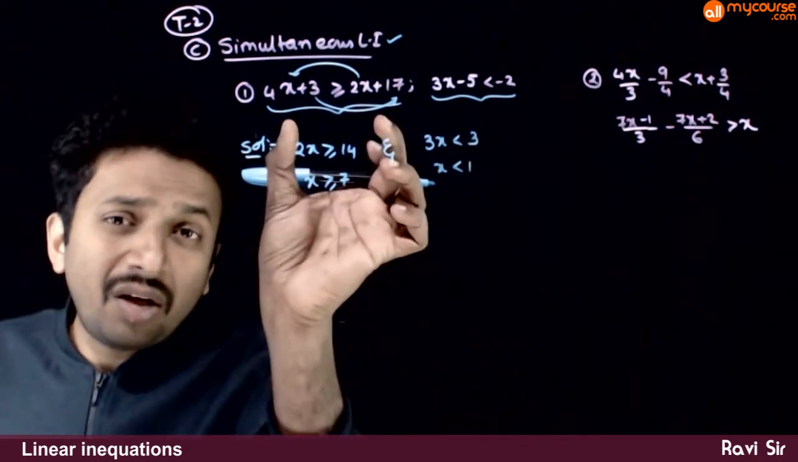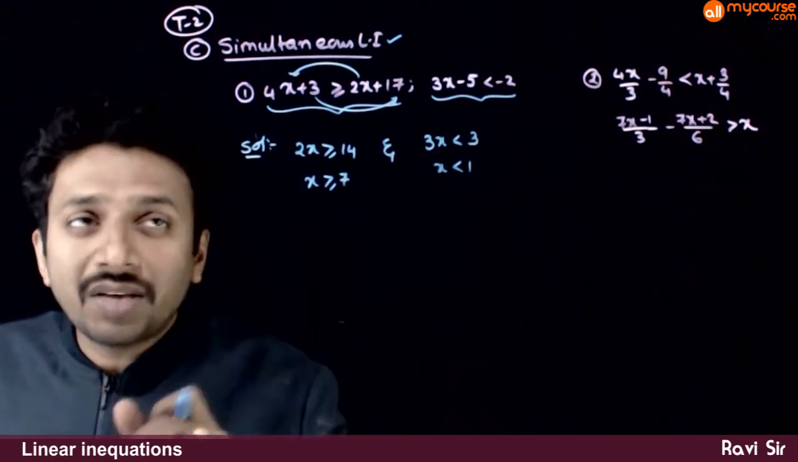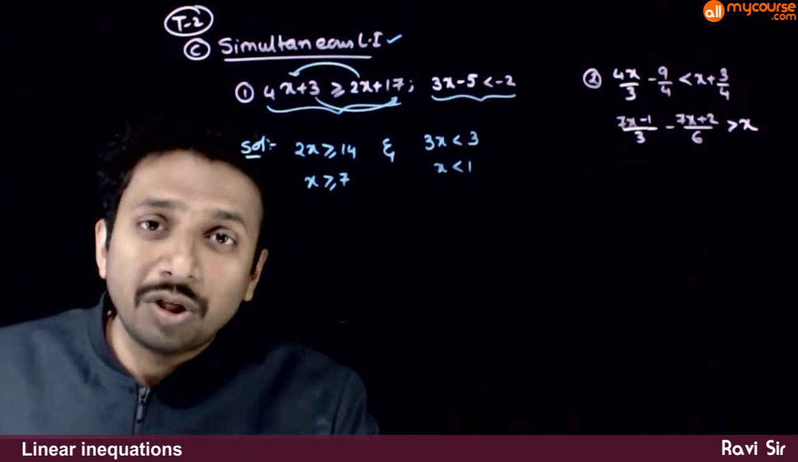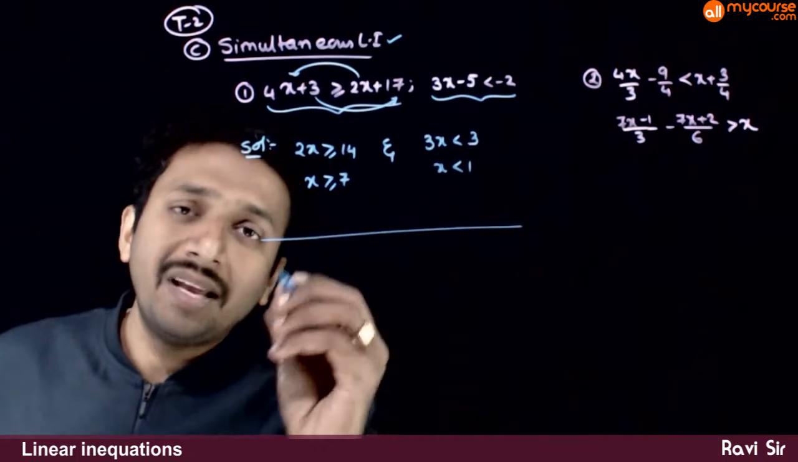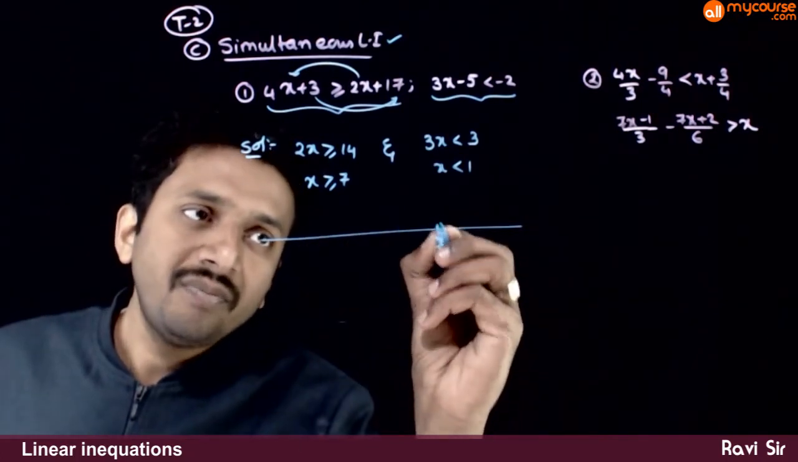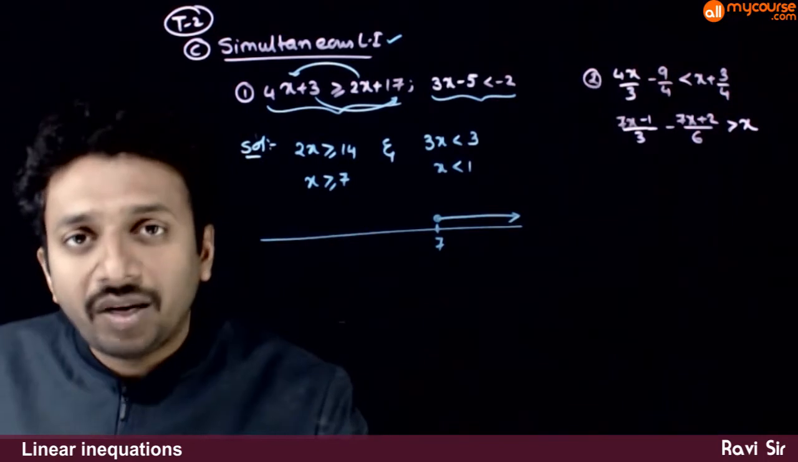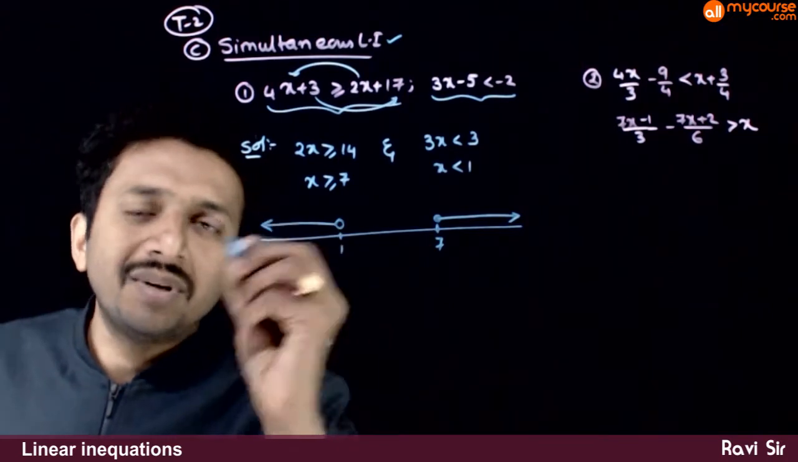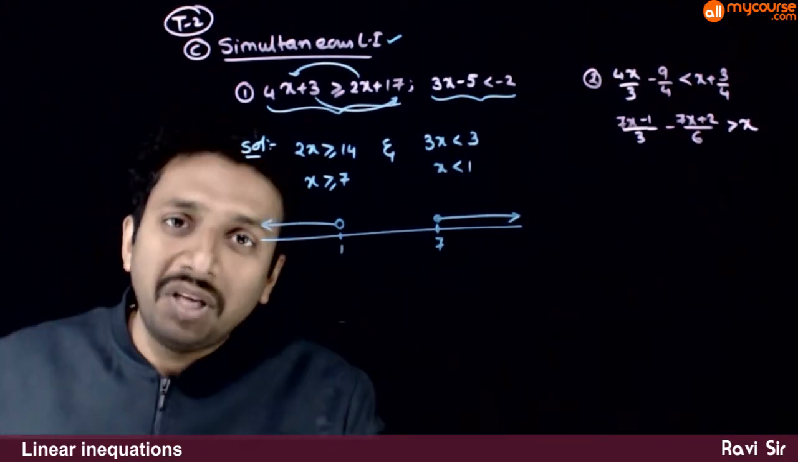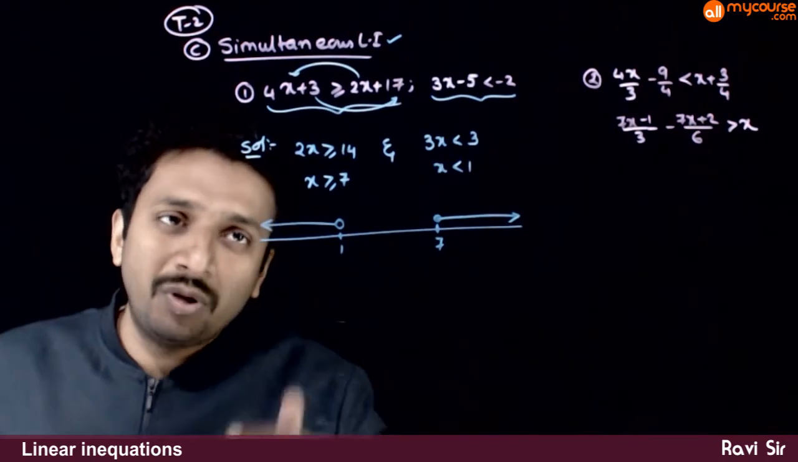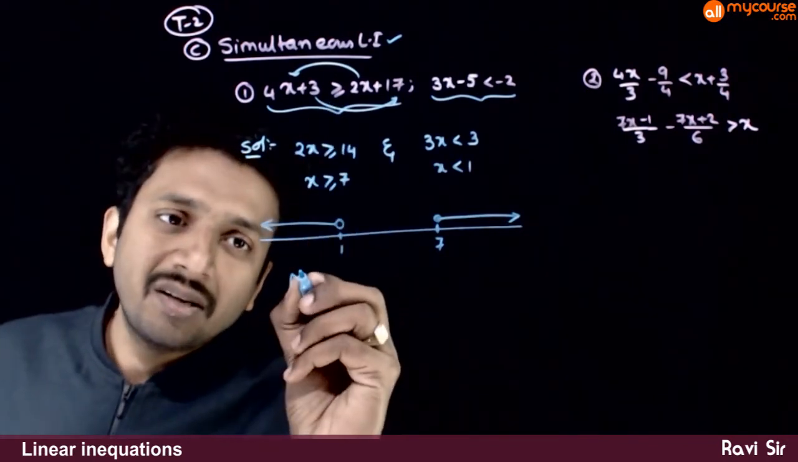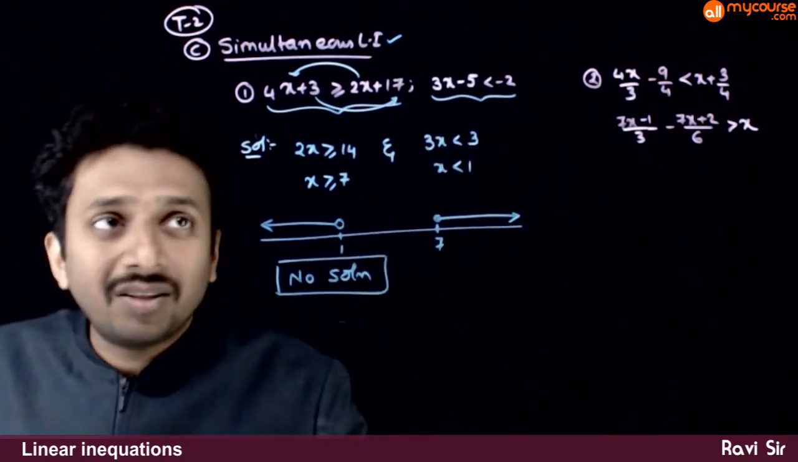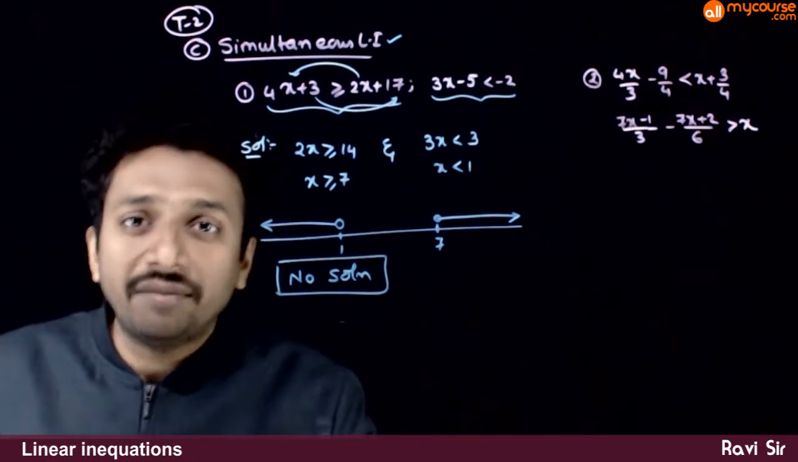So one inequation says that x has to be greater than or equal to 7, the next inequation says that x has to be less than 1. So let us plot both these solutions on a real number line. One solution says that my x has to be greater than or equal to 7. The next solution says that my x has to be less than 1. So what is the common solution to these two inequations? You can see that there is no common solution. Hence, the answer to this question is no solution. So this pair of simultaneous linear inequations does not have a solution.